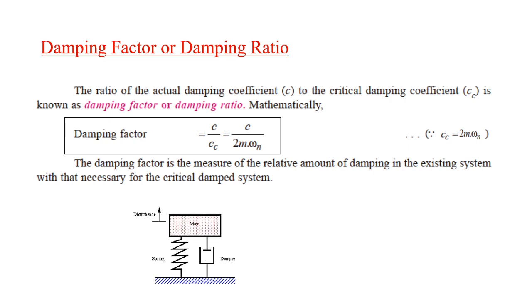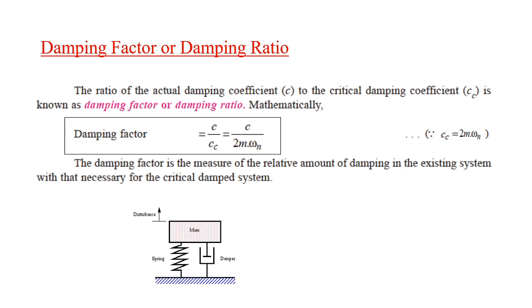Now the value of C is generally standard for your damper, and Cc is the critical damping coefficient required for the system to be critically damped, and that can be given as Cc is equal to 2 m into omega n, where m is the mass attached to that damper and omega n is the natural circular frequency, which can be given as omega n is equal to square root of s by m or k by m.